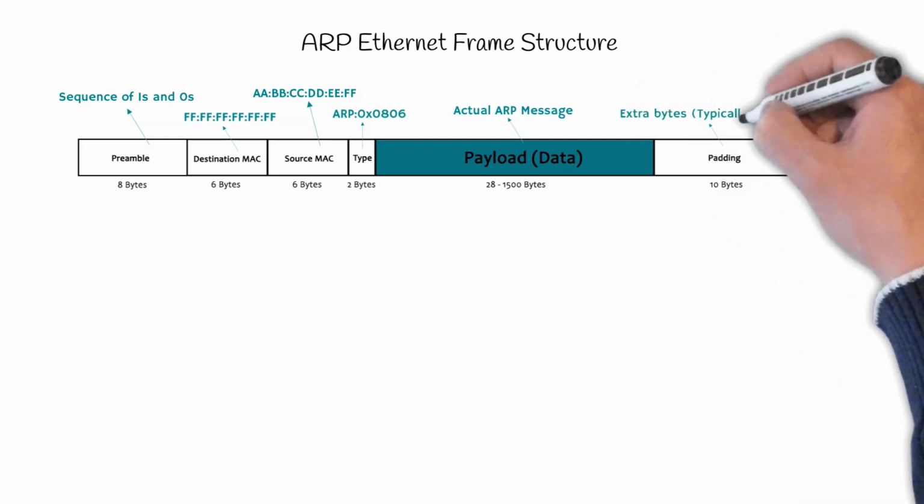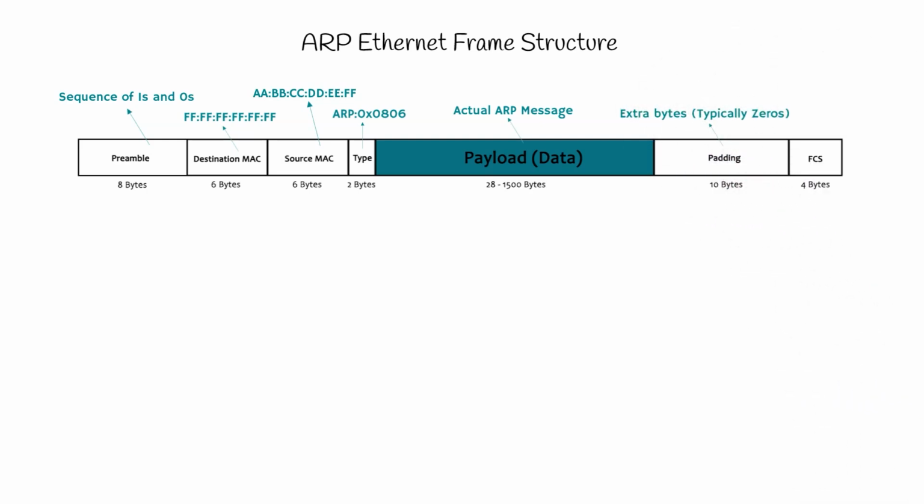Padding is used to ensure that the Ethernet frame meets the minimum size requirement of 64 bytes. If the ARP frame, including headers and data, is smaller than this, padding bytes are added to reach the required size. Frame check sequence holds the result of a cyclic redundancy check calculation. CRC is an error detection code used to identify accidental changes to the data in the frame.